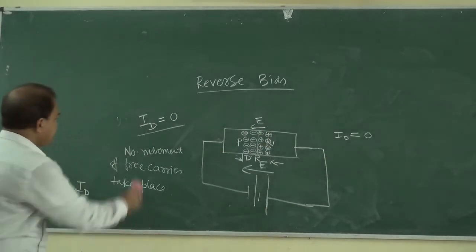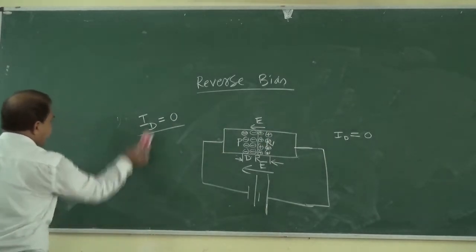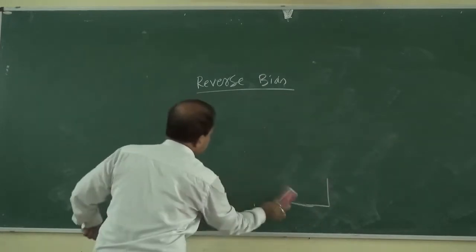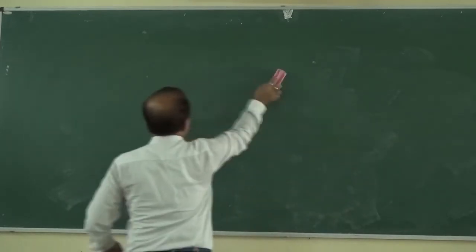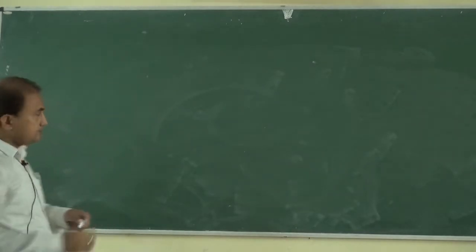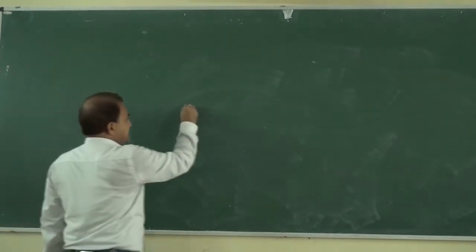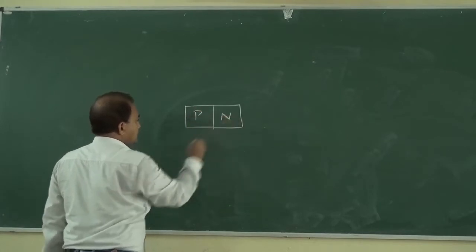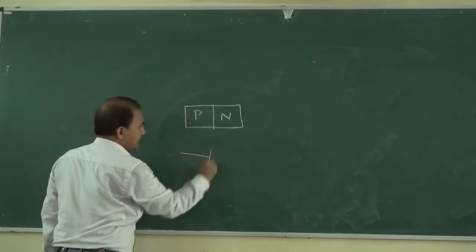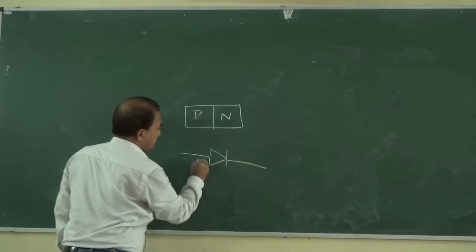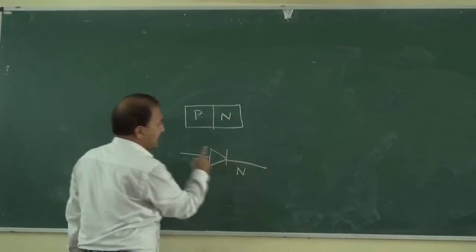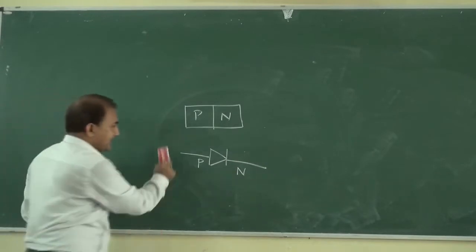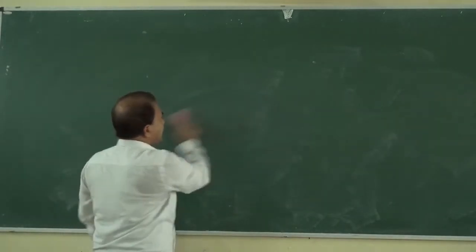Okay. So we will see the VI characteristics of a PN junction. Suppose this is P type and N type. So this is a PN junction diode. It can be represented like this also. This is the P side and this is the N side, anode and cathode. Now we will see the VI characteristics of the PN junction diode.